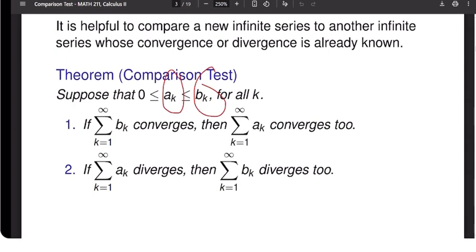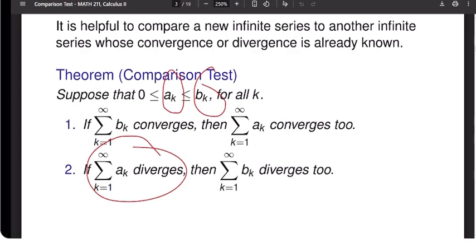If the summation of b_k converges, where b_k is the alternative one that you created, then the summation of a_k converges. That's why it's the comparison test. And of course, if the original one, the sequence a_k, diverges, then the one you create is also going to diverge. So that's what we call the comparison test.